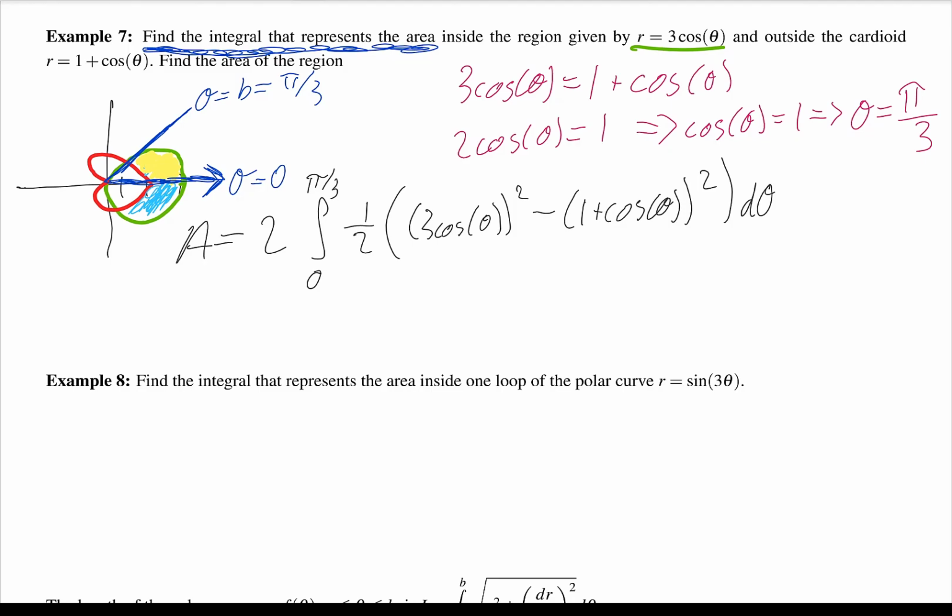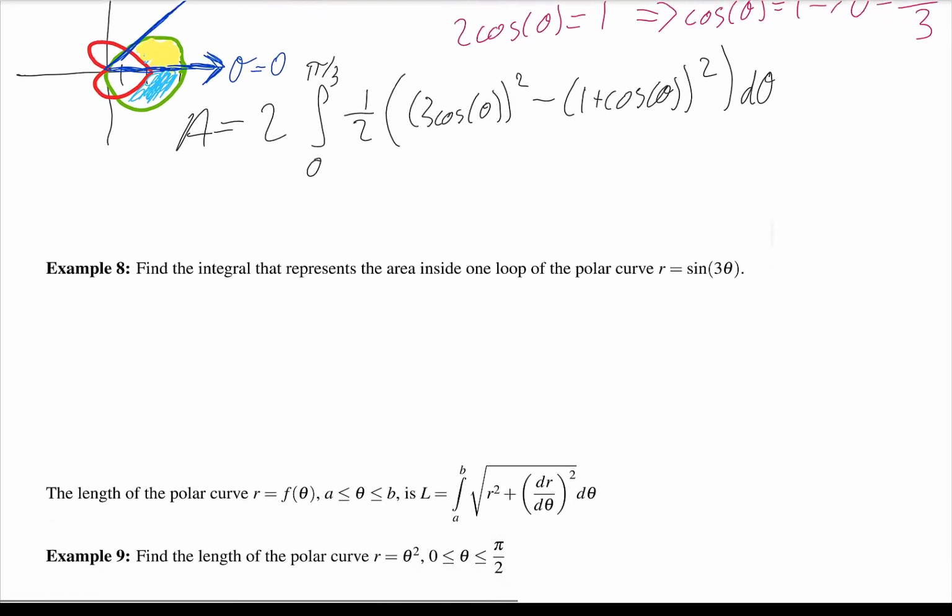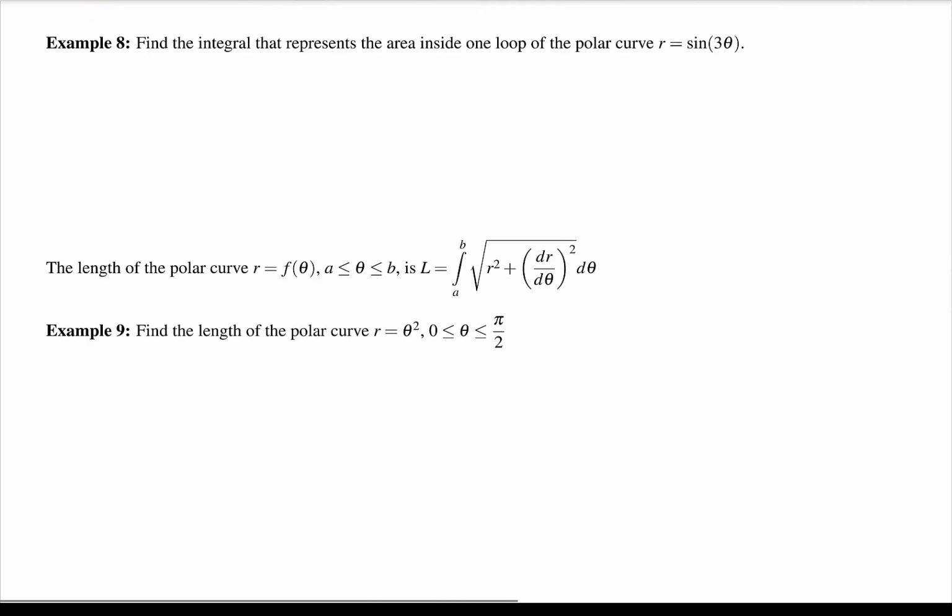Alright. Now let's look at example 8 before we move on to finding length. So this one asks us to find the integral that represents the area inside one loop of the polar curve r equals sine 3 theta. So we know what this graph looks like. Since our k value is odd here and it's sine, I know that it's going to look something like this. And so what I'm going to do here is I'm just going to be trying to find the area of this region.